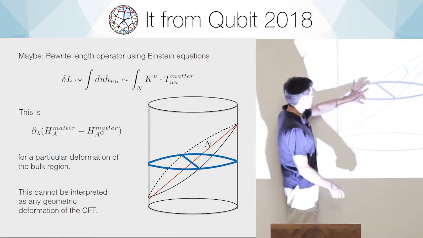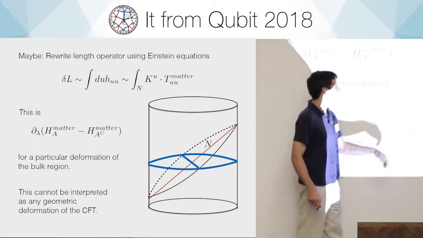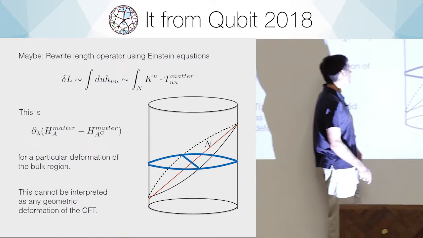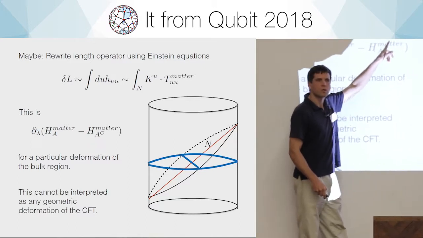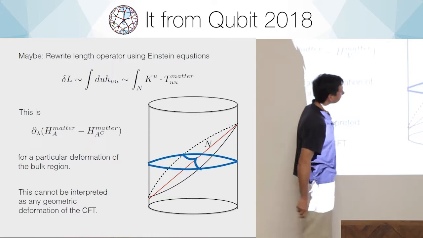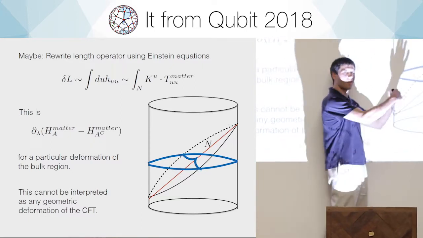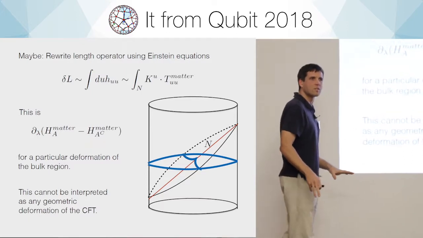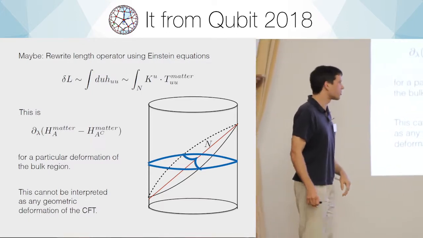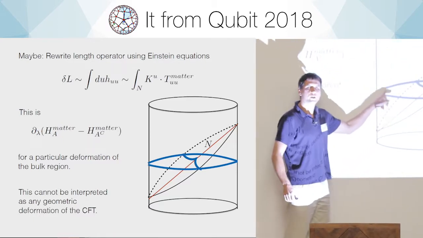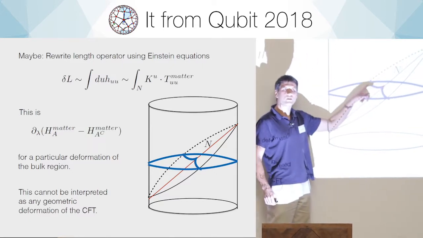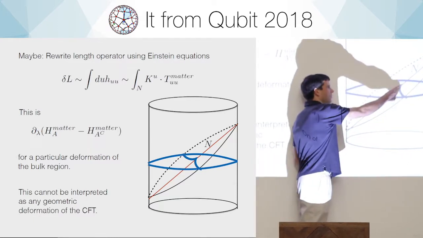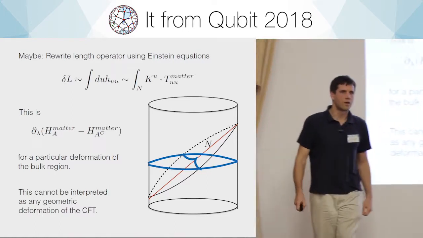here's region A and its complement, and there's a corresponding region A in the bulk, and the deformation that you get when you interpret it this way, the bulk deformation, is one that looks like this. Okay, so you have some region in the bulk, and then you push it up a little bit in the bulk. But you do it in such a way that there's no way of interpreting this as a deformation of the boundary region. There is no geometric deformation of the CFT that results in this funny deformation of the bulk, because this is no longer an extremal surface. It's locally extremal, but at the tip there, there's a source that means it's really not an extremal surface.